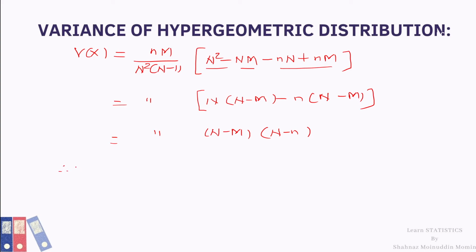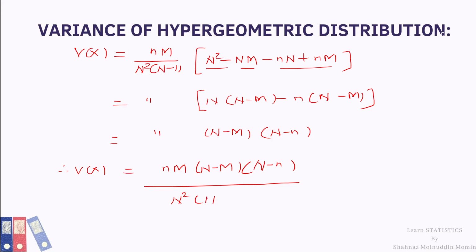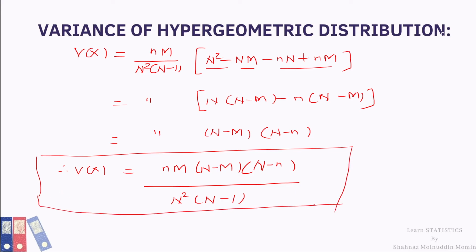Hence variance x is equal to n into m, n minus m into n minus n divided by n square into n minus 1. This is the variance of a hypergeometric distribution with parameter n, m, n.